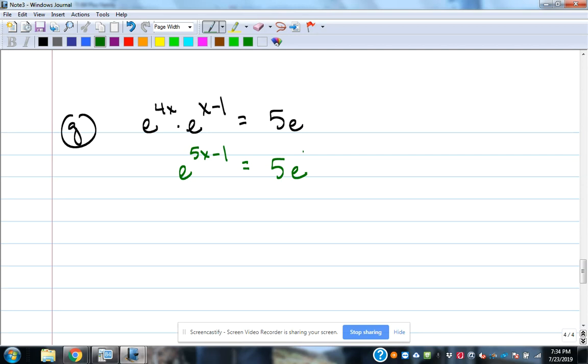And then that 5 in the front messes everything up. Because if it were 5 as an exponent, I could set up the equation 5x minus 1 equals 5, and it works. But it's a 5 in the front, not a 5 as the exponent. So that means I've got to use the natural log to solve this. Okay, so I've got natural log of both sides. And what happens to the natural log of e? It turns into 1, cancels out right there, and I get 5x minus 1 equals the natural log of 5e.